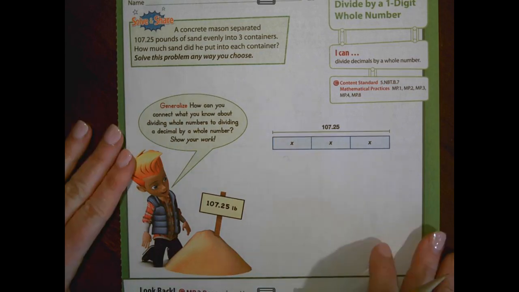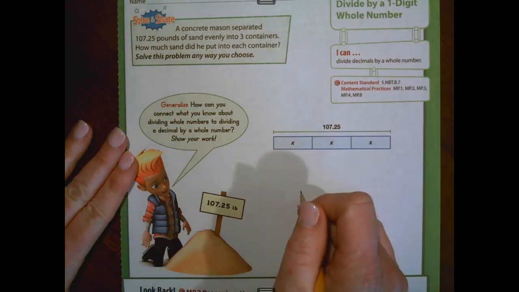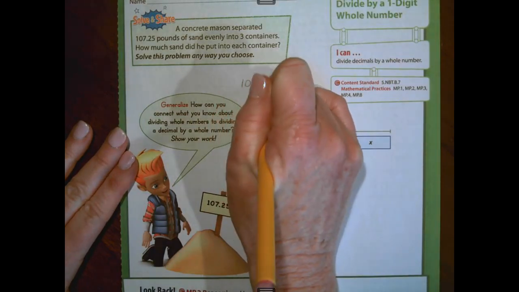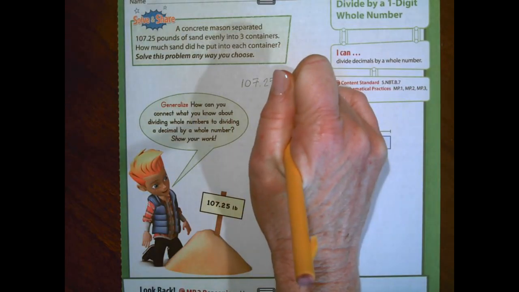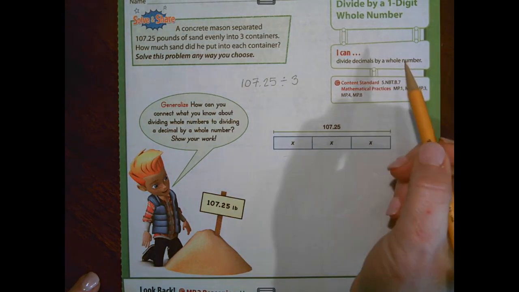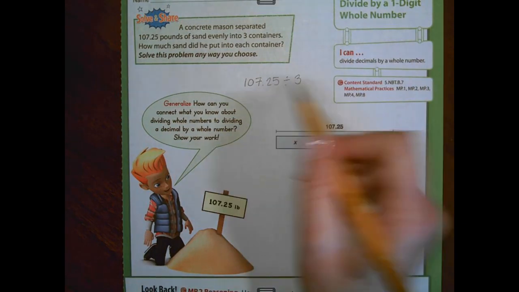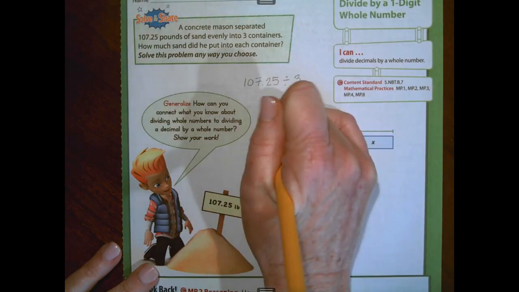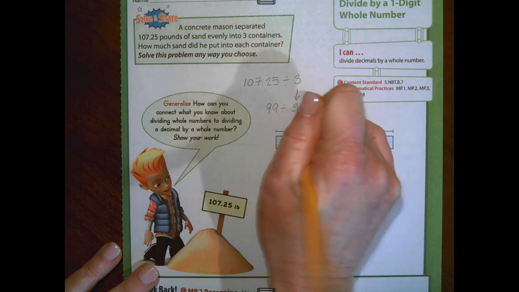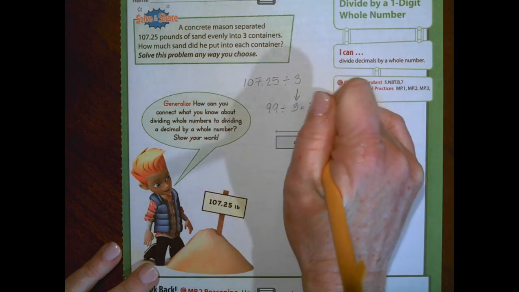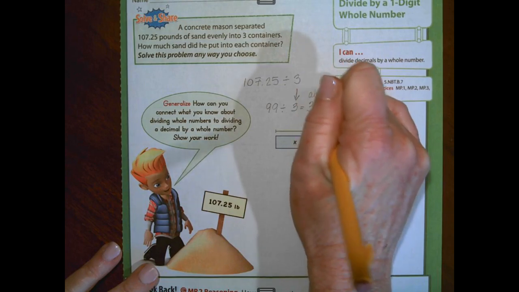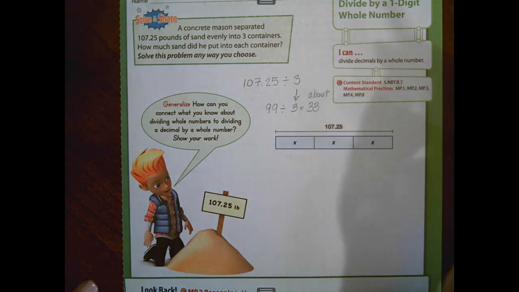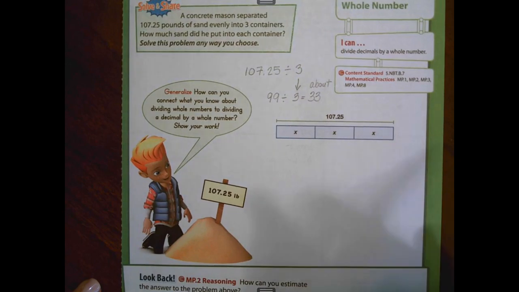So we're just going to get right to it. The first thing that we're going to do is we are going to estimate. If I have 107 and 25 hundredths pounds of sand and I'm dividing it into 3 equal groups, I'm just going to use 99. 99 is a number that's pretty close to 107 that I know is divisible by 3. So I'm going to get an estimate that they're each going to get about 33 pounds.